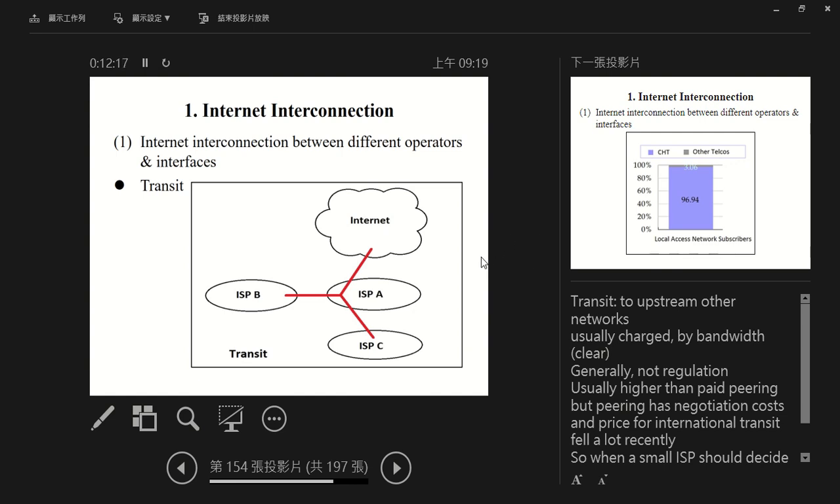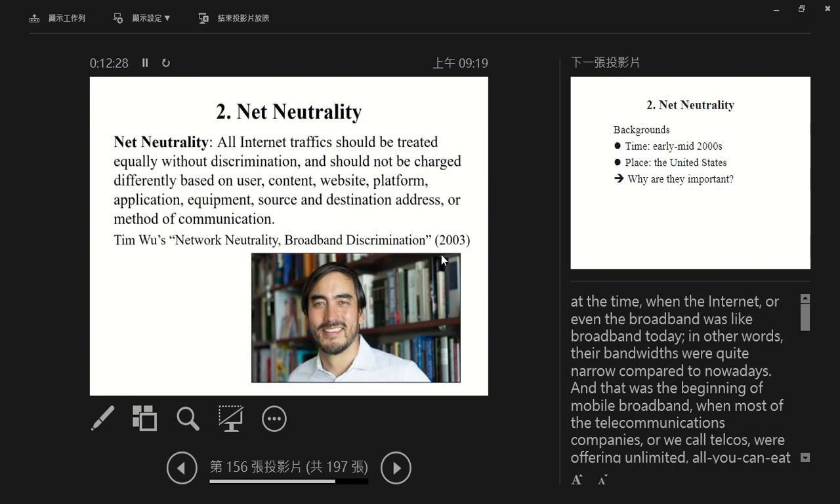The concept to describe this kind of discrimination, or whether this practice is good to do or not, is called net neutrality, which is the second subtopic we are going to discuss. As we have discussed last time, net neutrality means all internet traffic should be treated equally without discrimination and should not be charged differently based on the user, content, website, platform, application, equipment, source, destination address, or methods of communication.